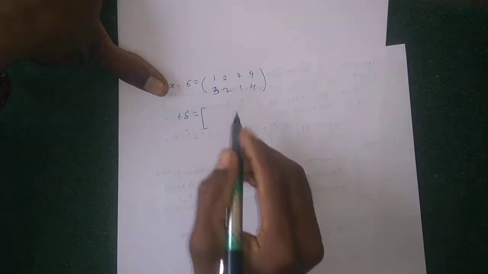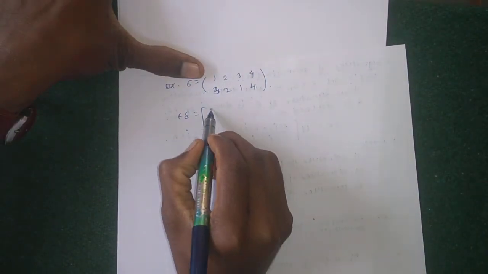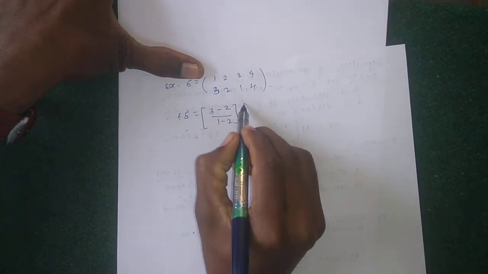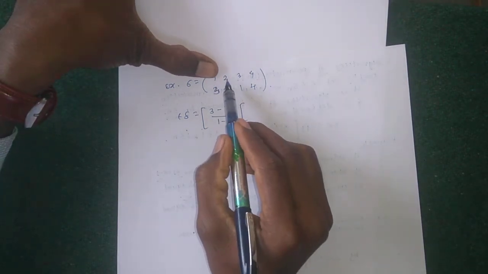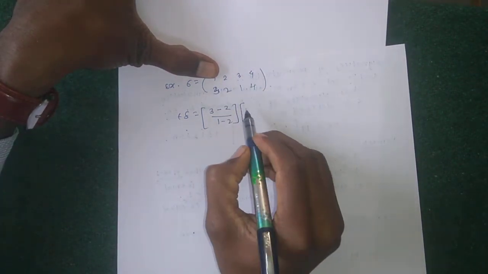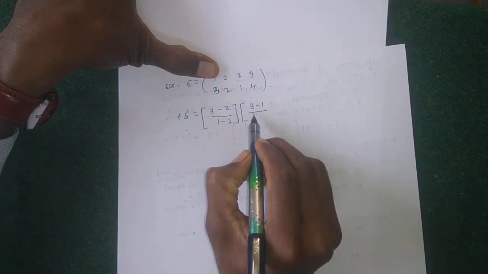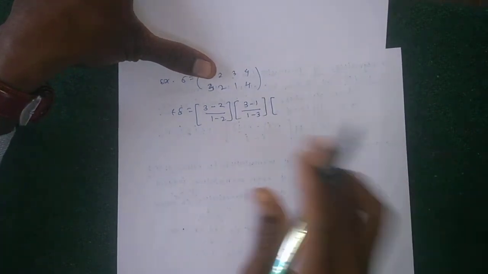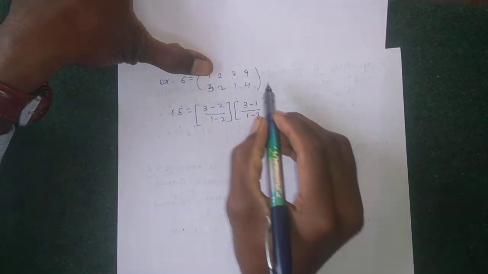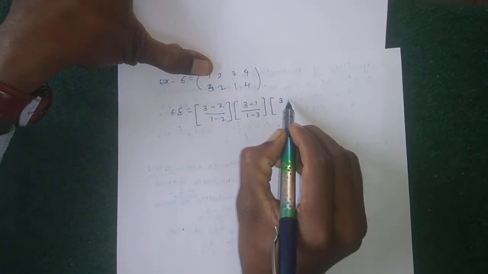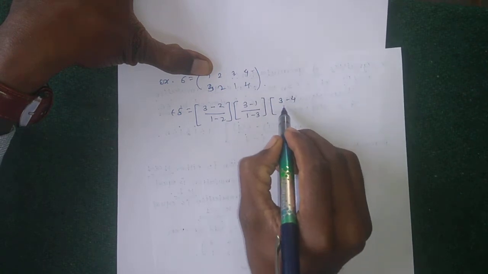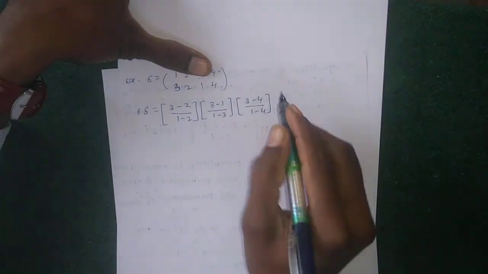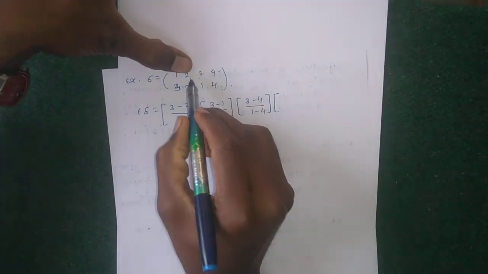Okay, so σ(1) has value 3, σ(2) has value 2. So (σ(1) − σ(2)) is 3 minus 2 divided by 1 minus 2. Then σ(1) minus σ(3): 3 minus 1 divided by 1 minus 3. Then next is 1 and 4: σ(1) minus σ(4), where σ(1) has value 3 and σ(4) has value 4, divided by 1 minus 4 as it is, by using the definition.